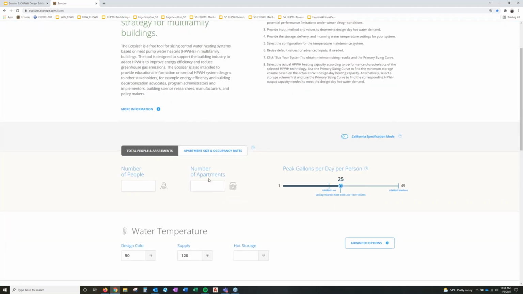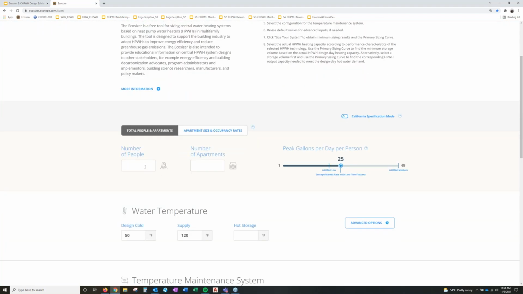But essentially what we're going to define first is the total number of people in our building, the number of apartments in our building, and how much water people use per day. ASHRAE medium is going to assume 49 gallons per person per day, and that's really quite a substantial peak and going to result in higher equipment costs and a bigger system.